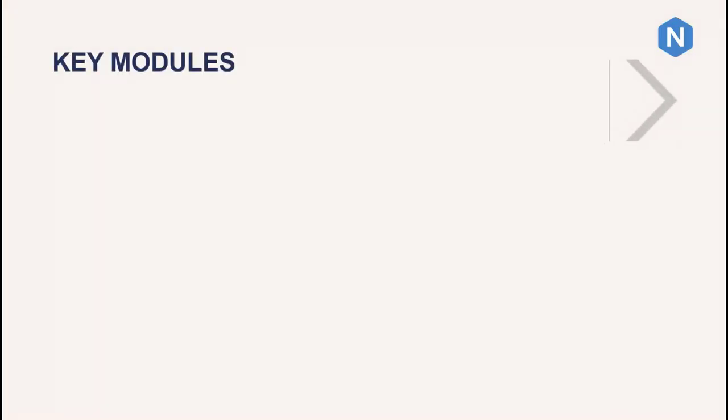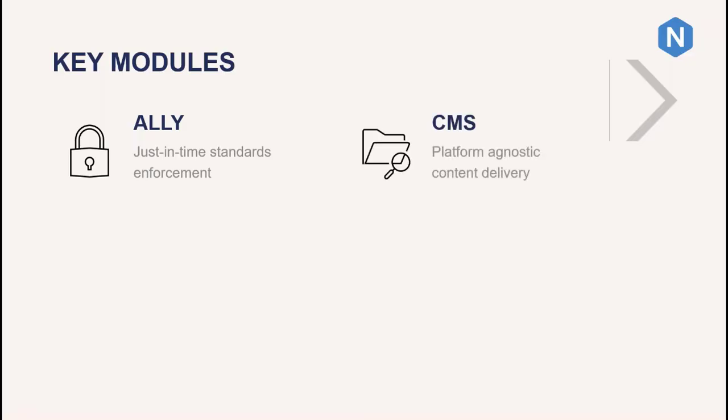So let's take a look at what the key modules of Nexus are. First off, taking a look at Ally. This is designed to be just-in-time standards logging and enforcement. The whole goal here is that it's in the background, it's non-intrusive, it just sits there and watches while the users work so that we as BIM managers can be more informed and we can communicate just in time with the end users while they're working. We're going to dig deeper into that here in just a moment.